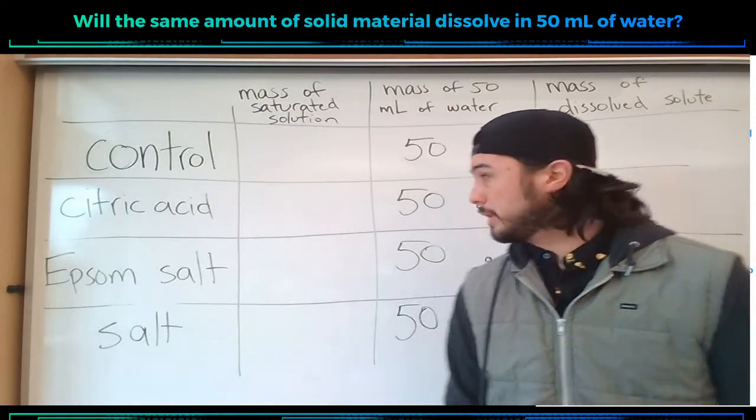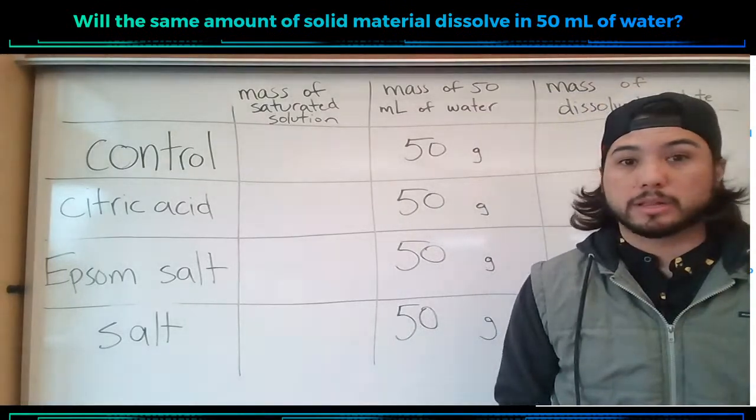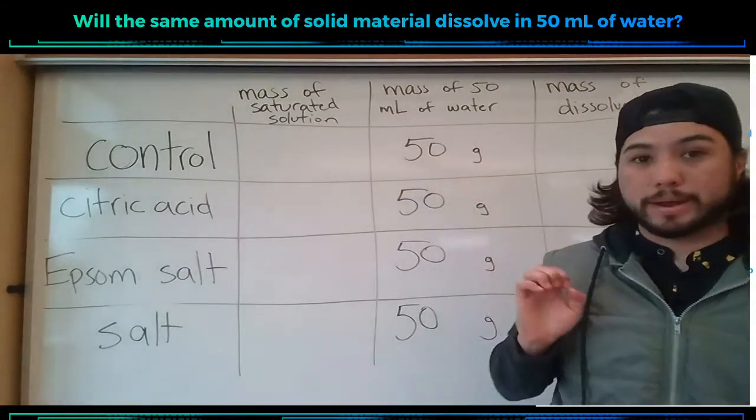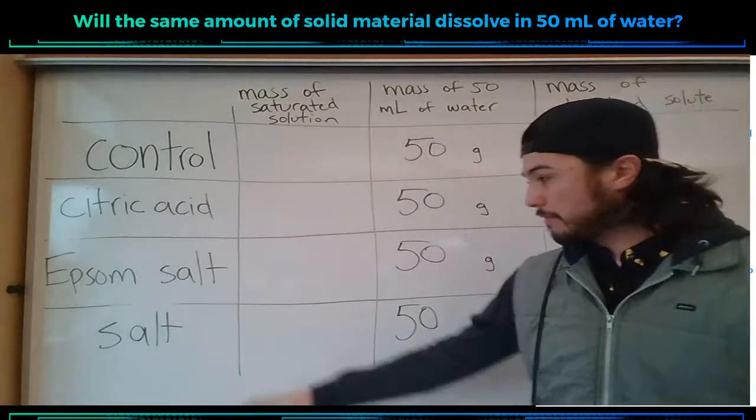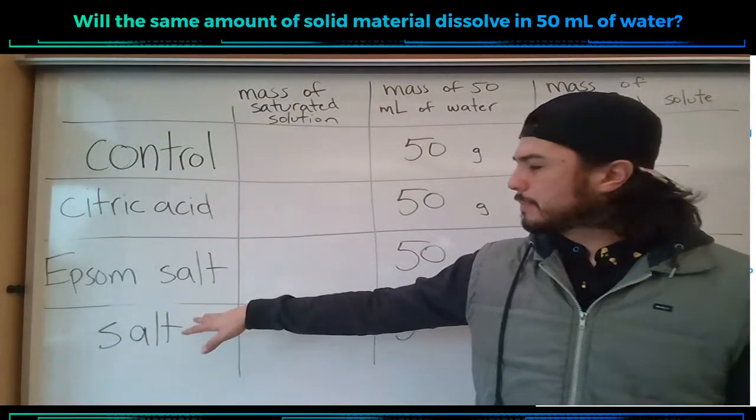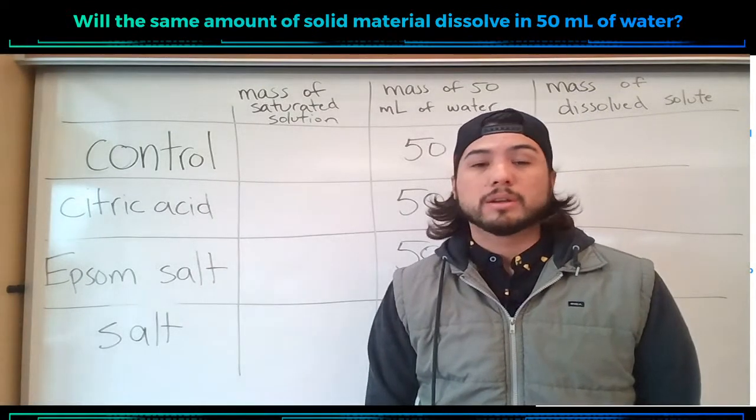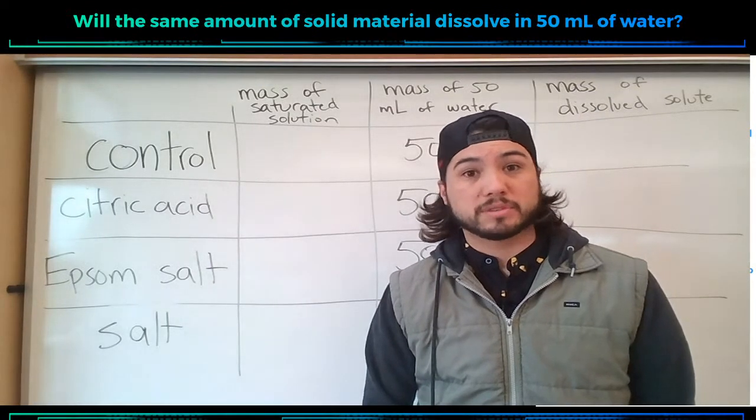Okay, so here's what we're going to use today. We have our control, which is just going to be water, just 50 milliliters of water, weighing out to 50 grams. We have our salt from, these are in alphabetical order, these three. We have our salt from Tuesday. We're going to test that one again, just to get a fresh sample to see how we did.